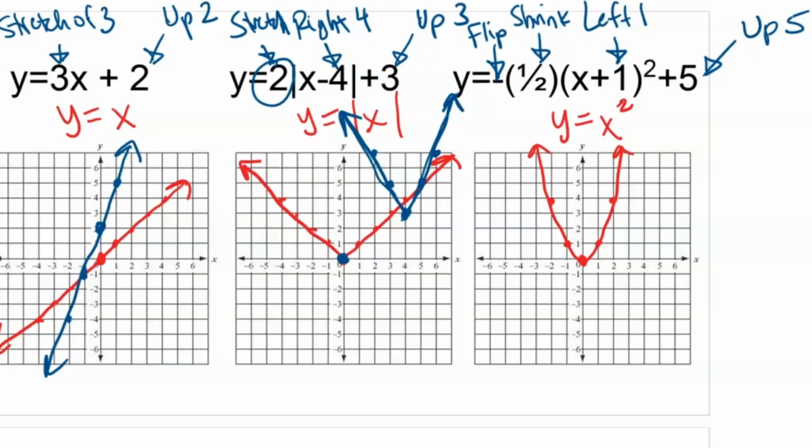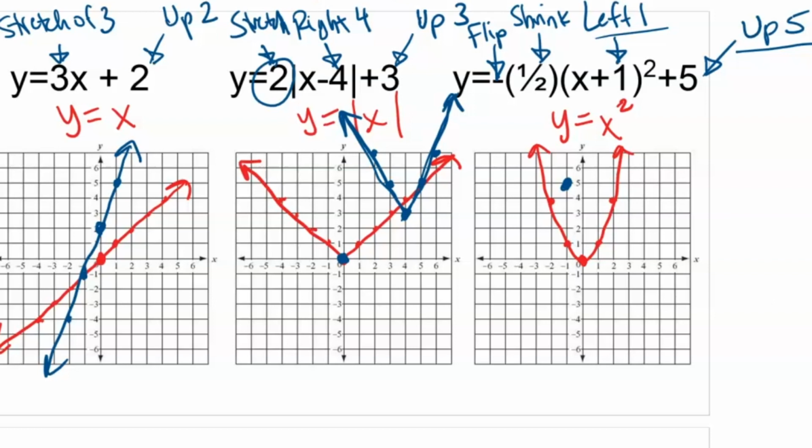Okay, so let's start with the vertex. So normally on the parent function, the vertex is at 0, 0. Now we're going to move the vertex up 5 and left 1. So up 5, left 1, here's our new vertex up here. And then we're flipping it upside down. We're shrinking it by 1/2.